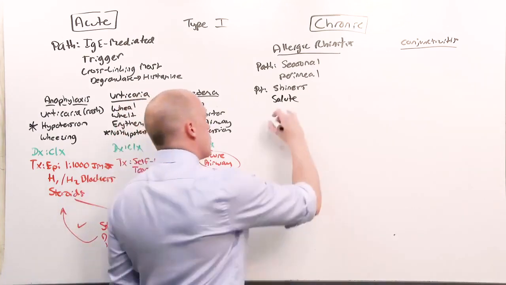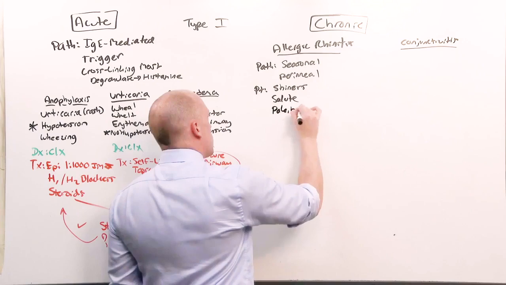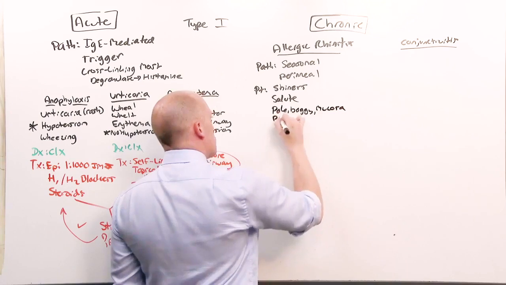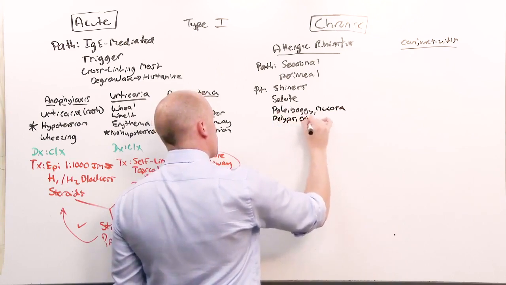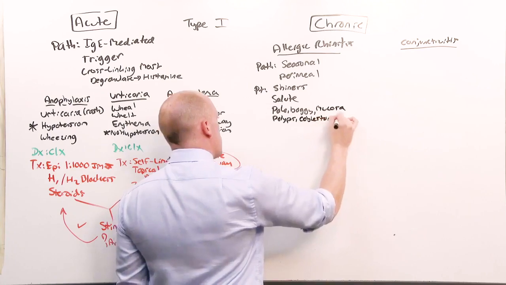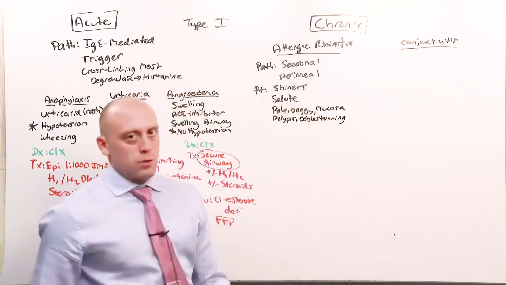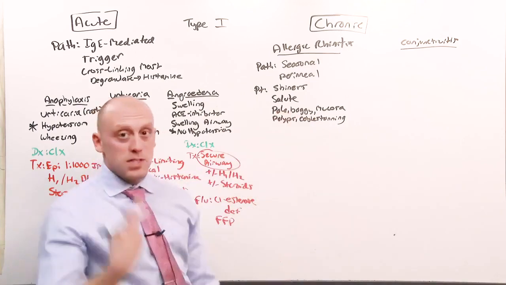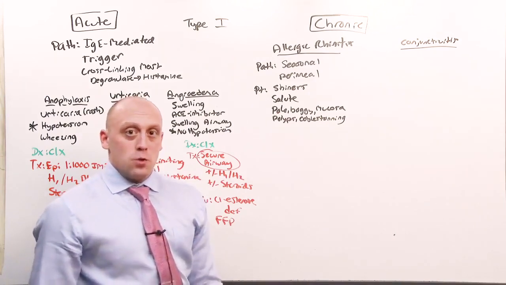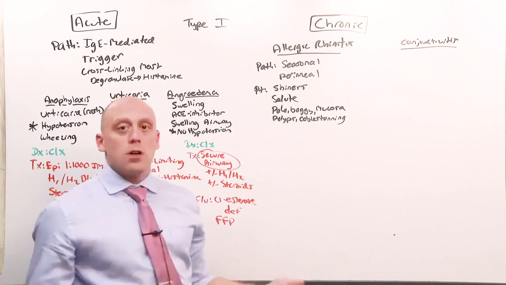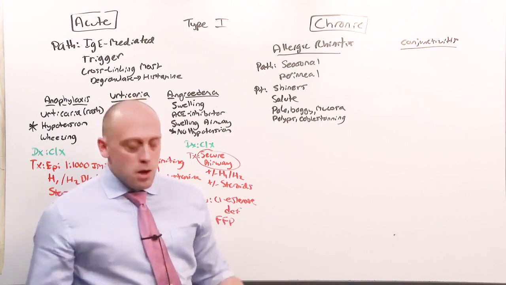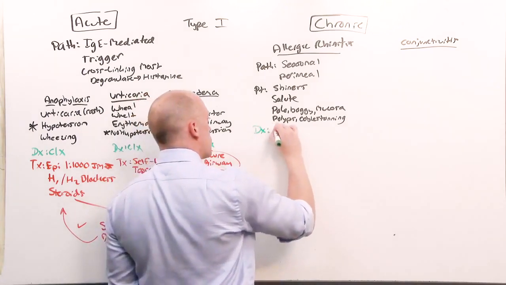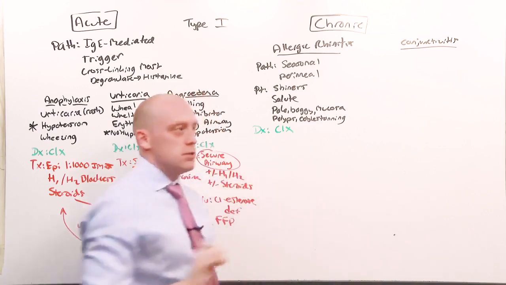If you see the words pale, boggy mucosa, or polyps with cobblestoning, they're pushing you to allergic rhinitis. The cobblestoning is from the postnasal drip. The polyps, pale, boggy mucosa is in the nose. And so when you see this, you're like, okay, they're having allergies. And what you might think to do is try to diagnose it. It is a clinical diagnosis.